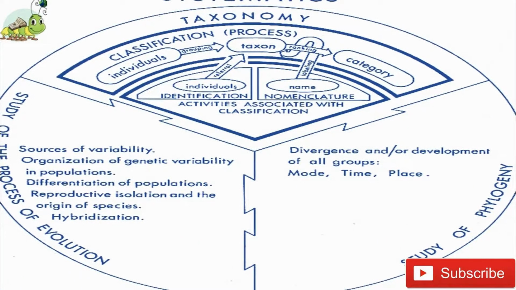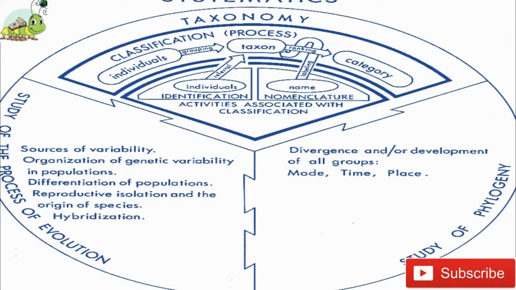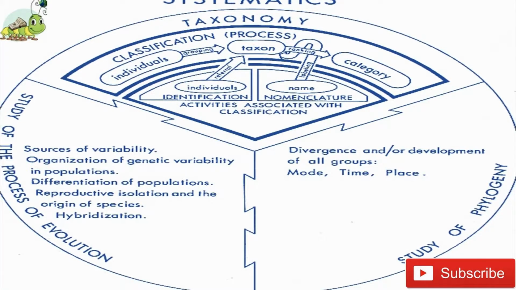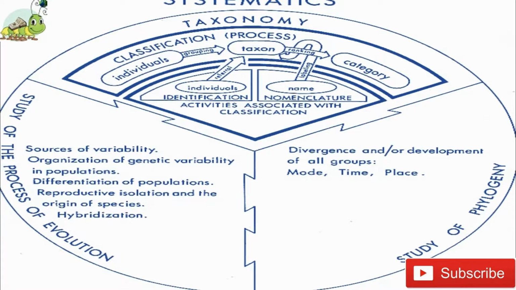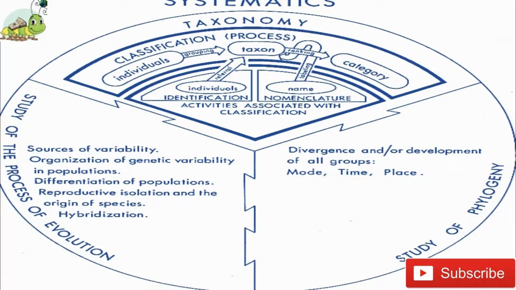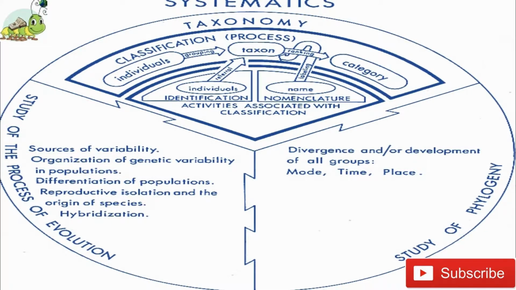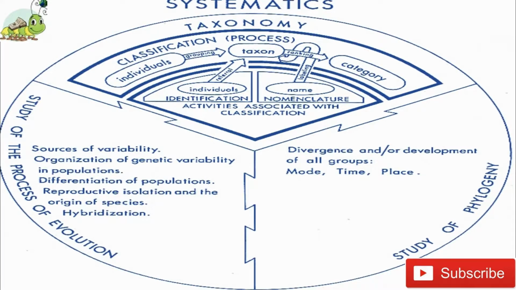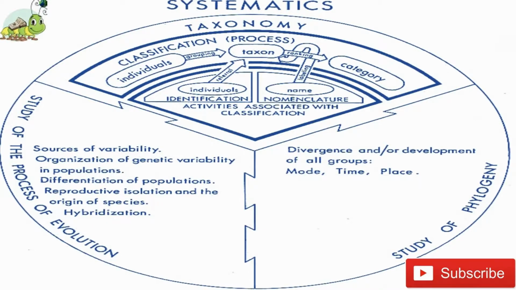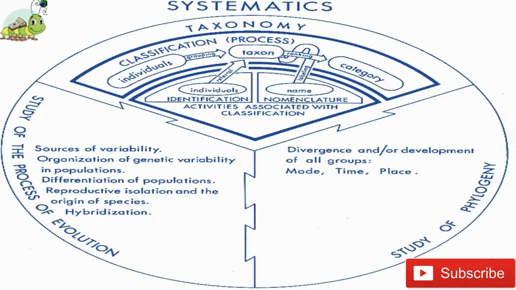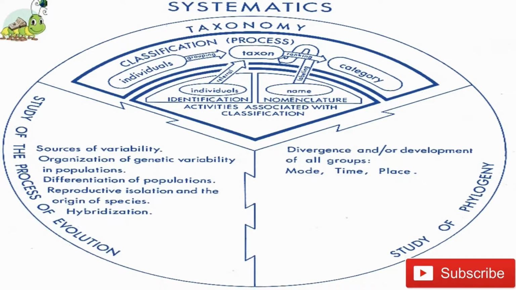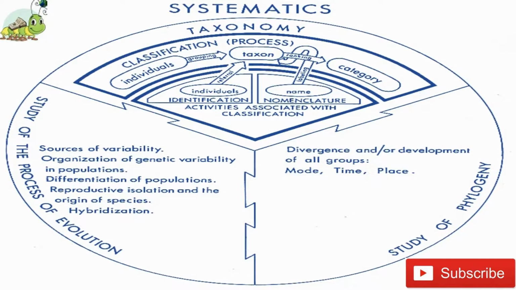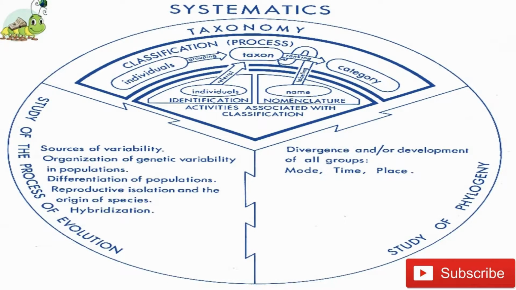First point is the systematics. Systematics is the classification of organisms into a hierarchical series of groups, which emphasizes their presumed evolutionary interrelationship. It is the study of the diversity of organisms and their identification, naming, classification, and evolution. It is based on the following fundamentals: taxonomy, classification, identification, nomenclature, and key.